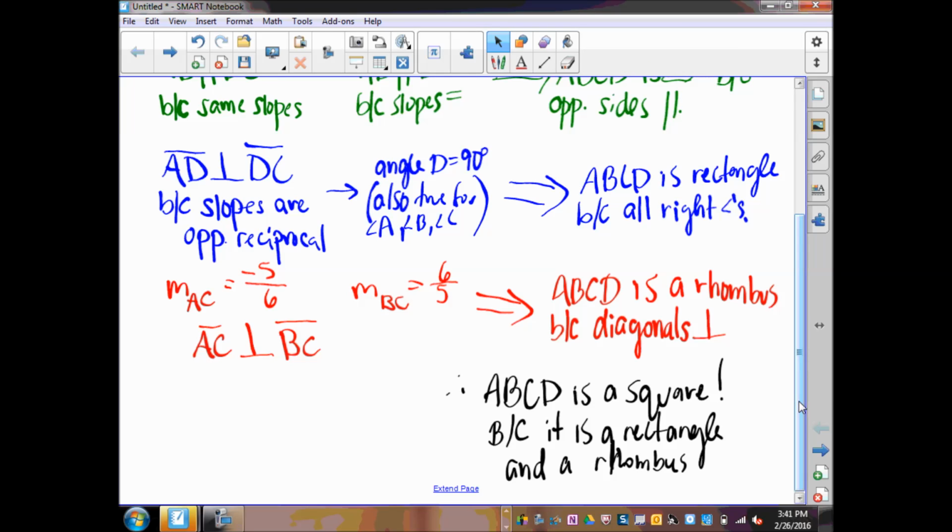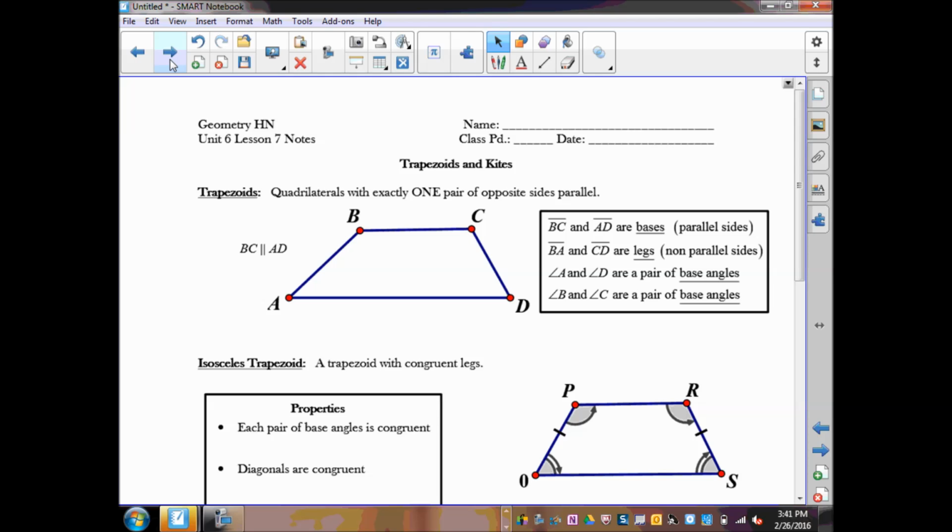Alright, so we talked about this information, trapezoids and kites, during a stinger recently. So we're just going to go back through it, recap it, dive in a little bit deeper, and talk about a certain theorem that goes with it.